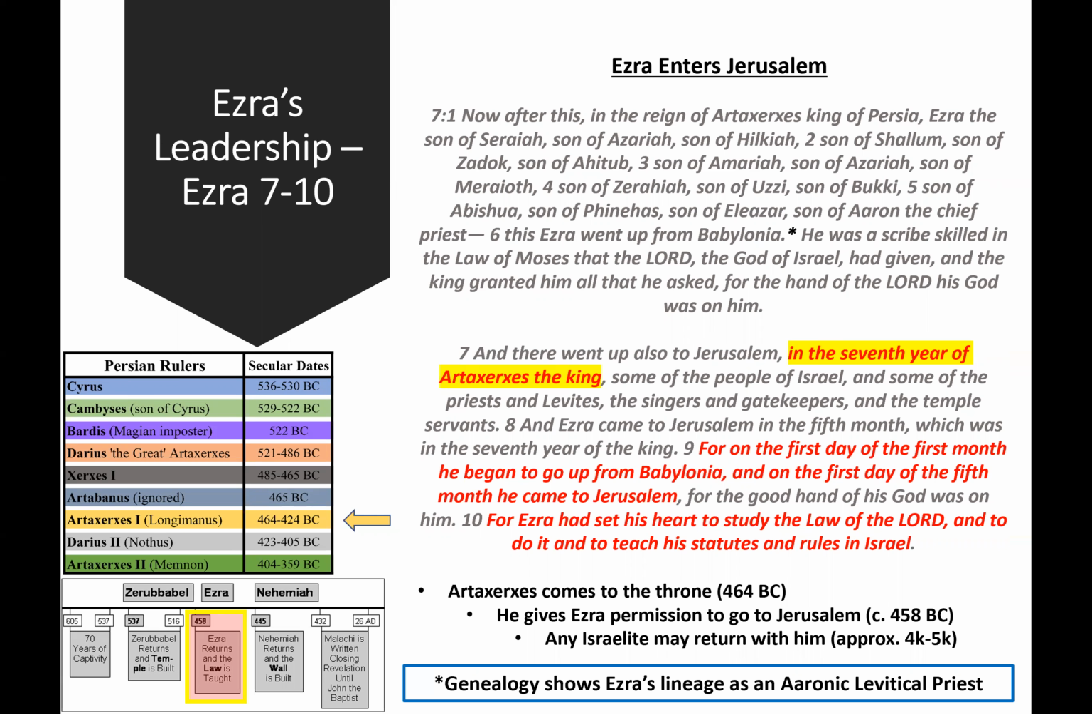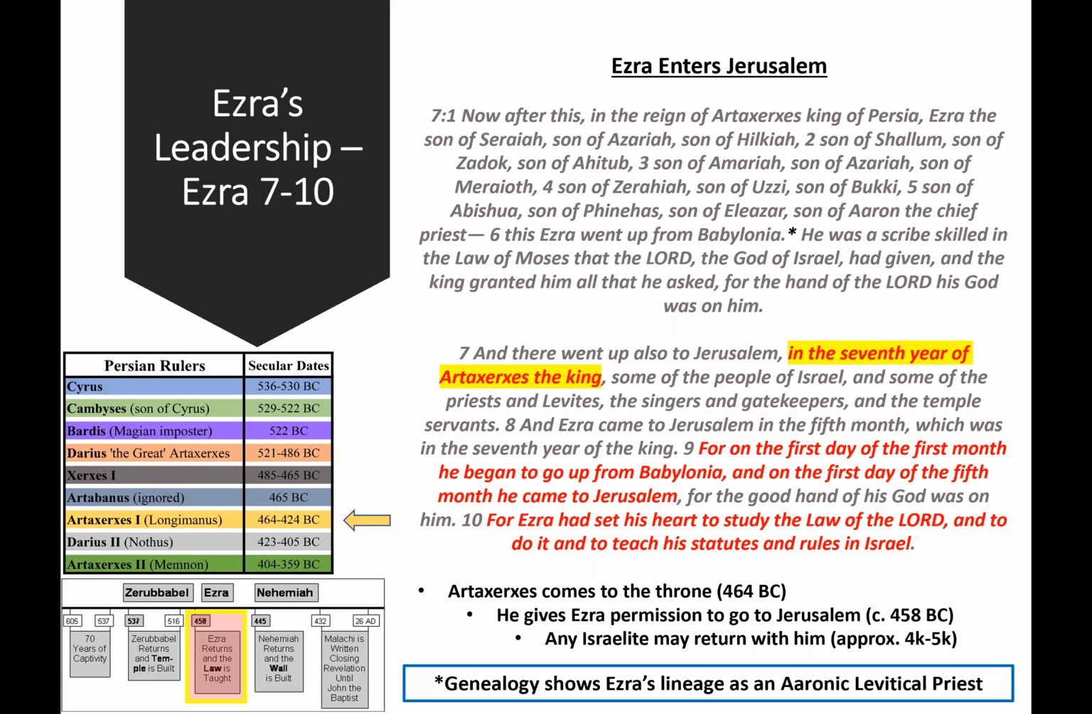Again, back in verse 7. And there went up also to Jerusalem in the 7th year of Artaxerxes the king, some of the people of Israel and some of the priests and Levites, the singers and gatekeepers and the temple servants. And Ezra came to Jerusalem in the 5th month, which was in the 7th year of the king. For on the first day of the 1st month, he began to go up from Babylonia. And on the 1st day of the 5th month, he came to Jerusalem. So it took him 4 months to travel from Babylon to Jerusalem. For the good hand of his God was on him.